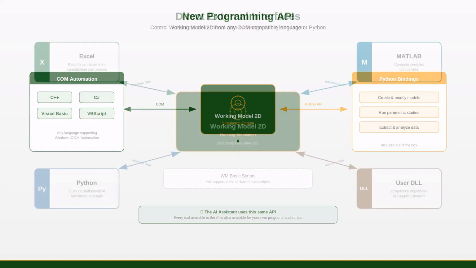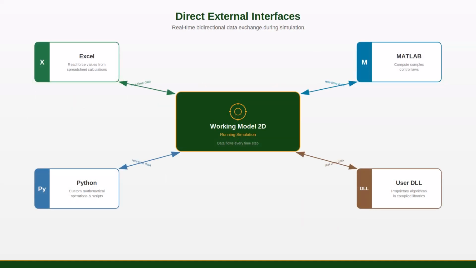Version 10 introduces new direct interfaces to 4 external environments: Excel, MATLAB, Python, and user-written DLLs. These aren't file-based imports and exports, they're live, real-time connections. During a running simulation, Working Model can read values from an Excel spreadsheet, call MATLAB functions to compute control laws, execute Python scripts for custom math, or invoke your own proprietary algorithms compiled into a DLL. Data flows in both directions, mid-simulation, every time step.